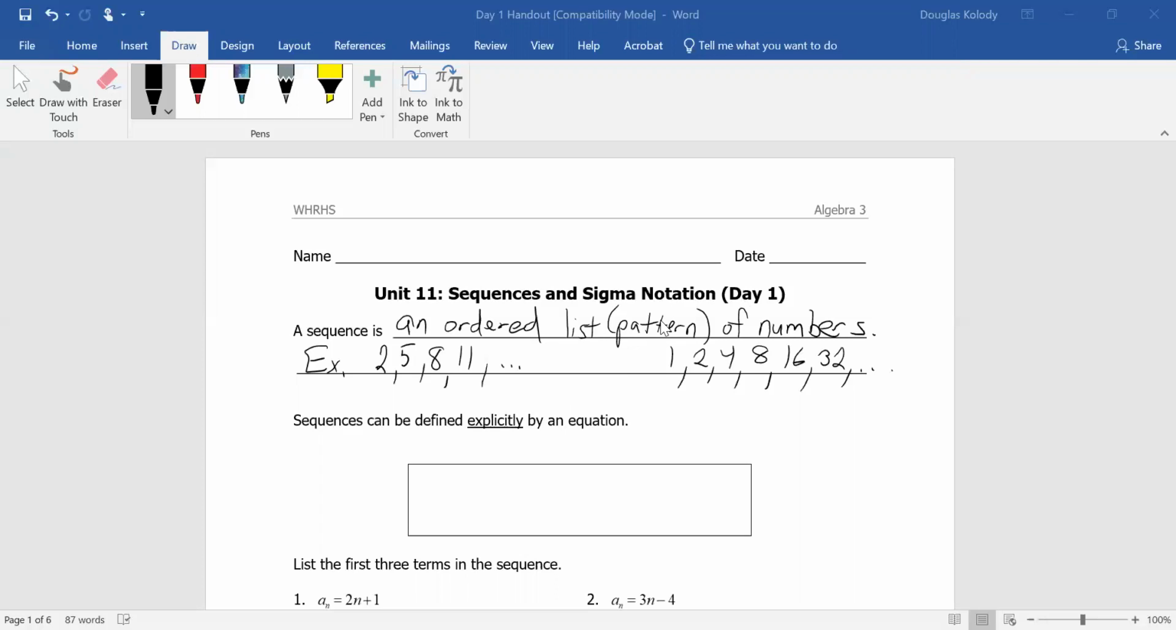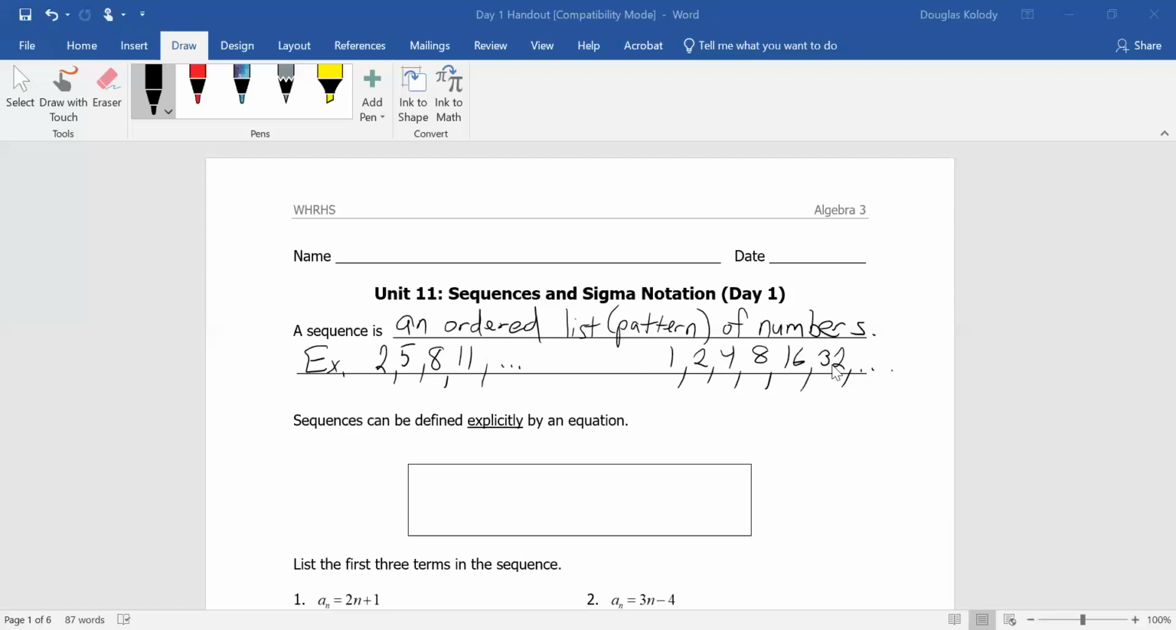And that pattern could be many things. Here's one pattern from 2 to 5 to 8 to 11. Notice what's the pattern there? We're adding 3. I knew you knew that. And here's another pattern. 1, 2, 4, 8, 16, 32. What's the pattern there? We're multiplying by 2 each time.